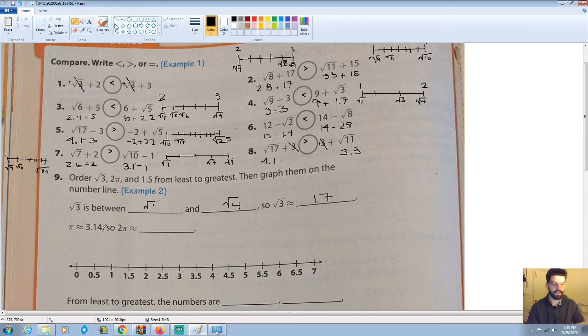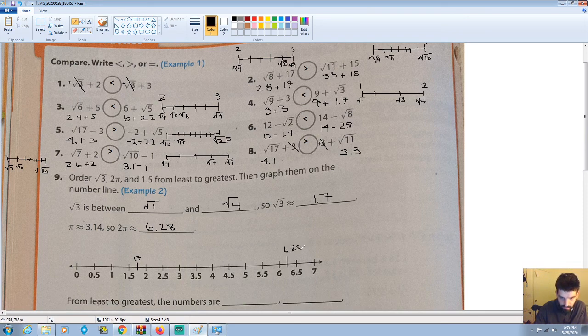And then we can say that if pi is equal to 3.14, 2 pi is going to be equal to 2 times 3.14, which is going to be equal to 6.28. And then it wants us to put this on the number line. So we have 1.7, which will be a little bit less than halfway, but very close. So about 1.7 is right about here. We have 6.28, which is going to be a little bit greater than half between 6 and 6.5.